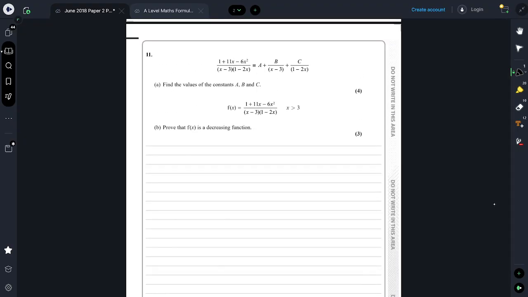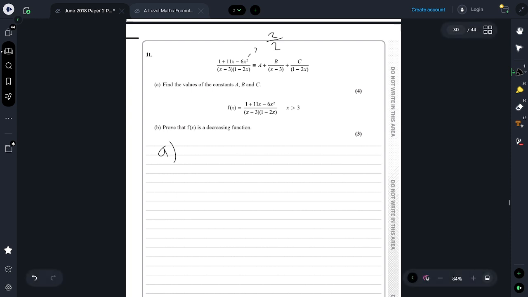Now it looks like we've got some sort of partial fraction or division question. We've got this fraction here, and it says to find the values of constants a, b, and c. You can do this two ways because they've given it this way. What you should notice is the degree of the numerator, so the highest power, is equal to the denominator, because both are quadratics. So these are the degrees.